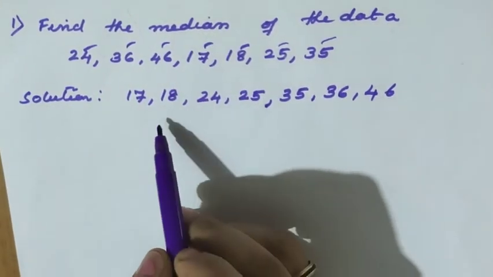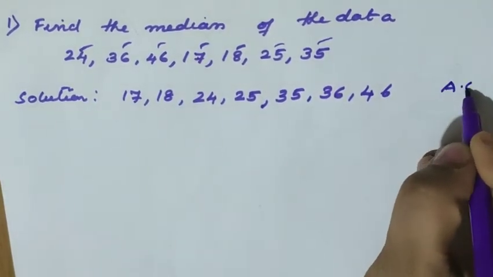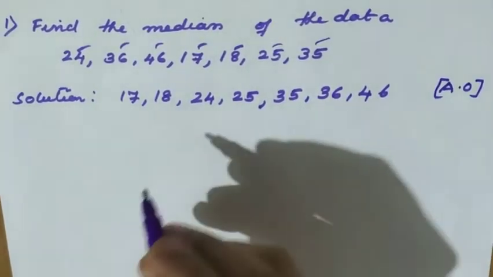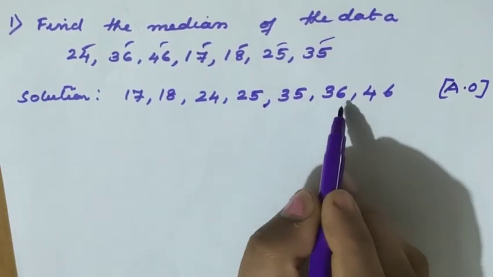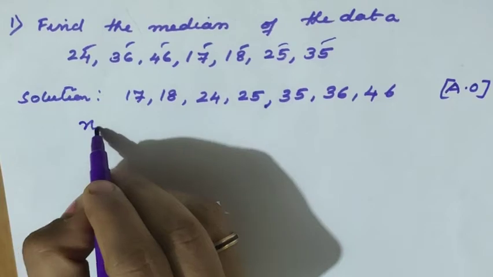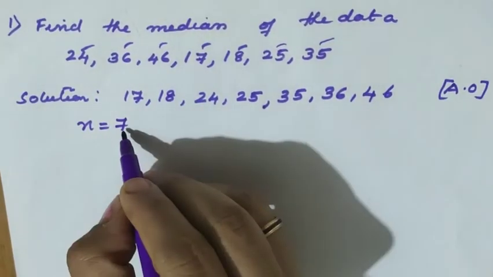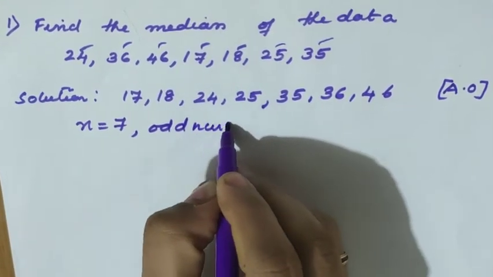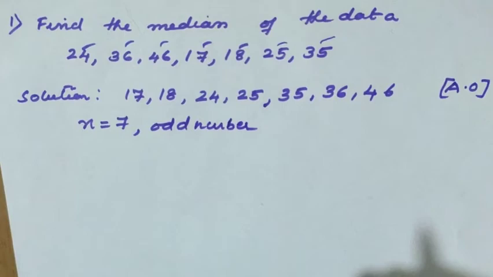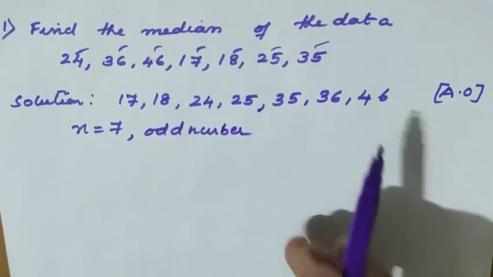Now you count how many observations are there. What is the first step we have done? Ascending order, right? Now count the number of observations. 1, 2, 3, 4, 5, 6, 7. So I'll write that n equal to 7. N represents number of observations. It is an odd number, right? N equal to 7. How did I get it? I just counted 1, 2, 3, 4, 5, 6, 7.